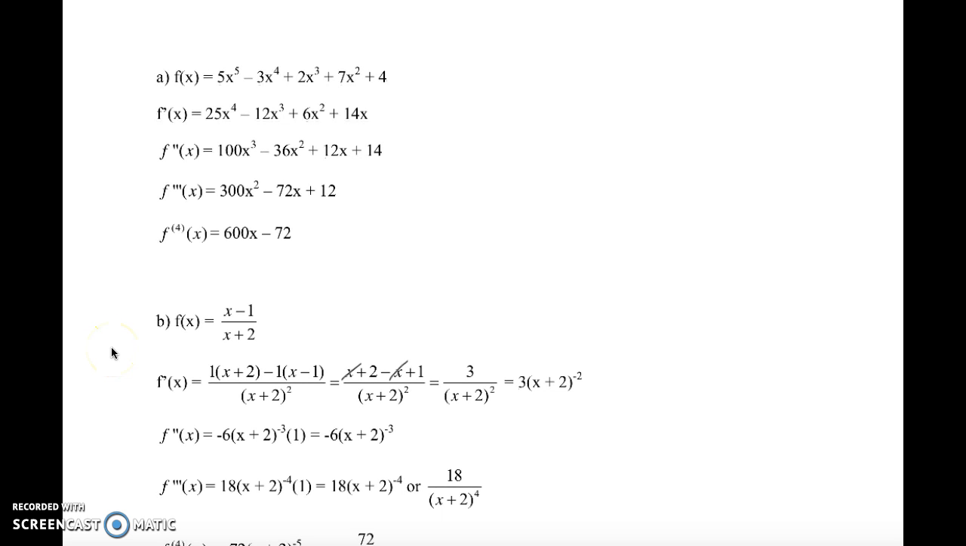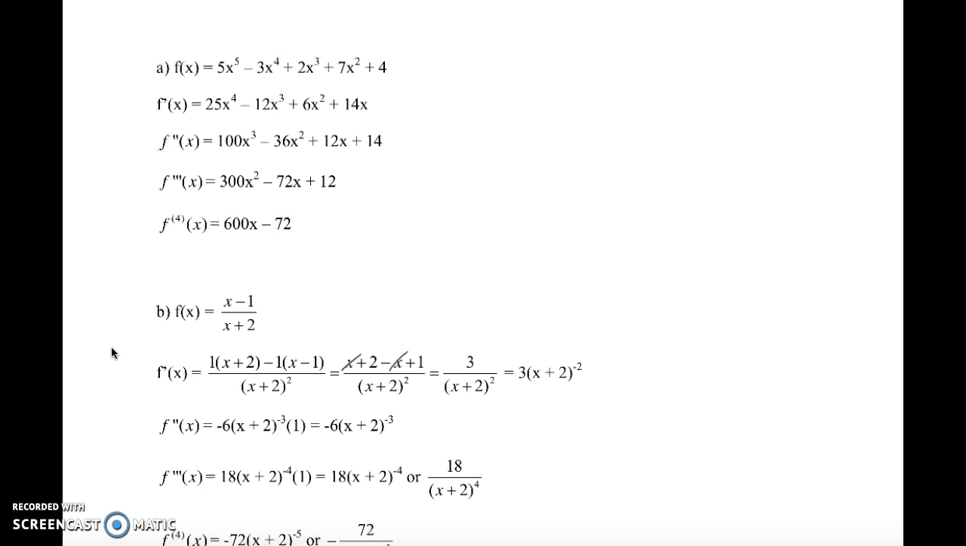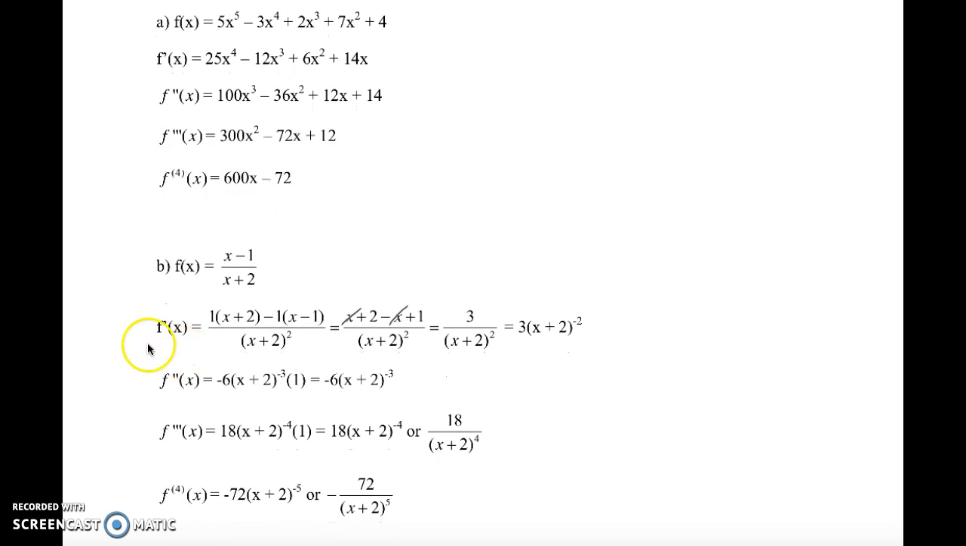If we look at part B here, we have x minus 1 over x plus 2. Here again, we have to use the quotient rule. So taking the quotient rule, the derivative of the top is just 1 times x plus 2 minus the derivative of x plus 2, which is negative 1, times x minus 1. And it's going to be over the denominator squared, so x plus 2 squared.